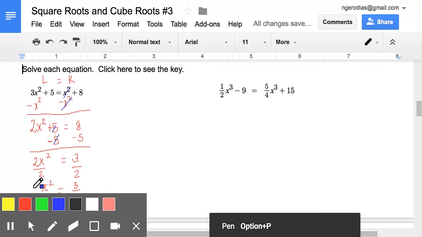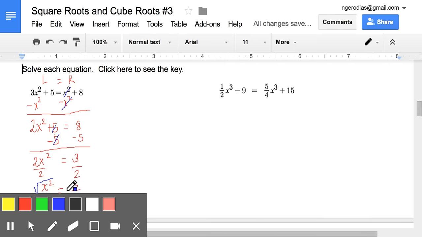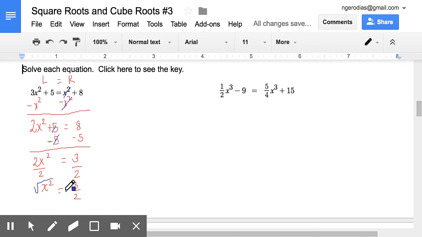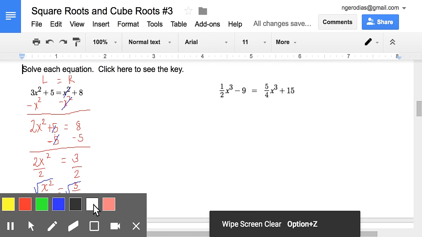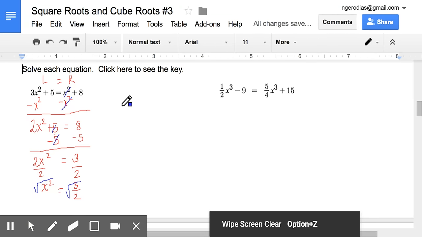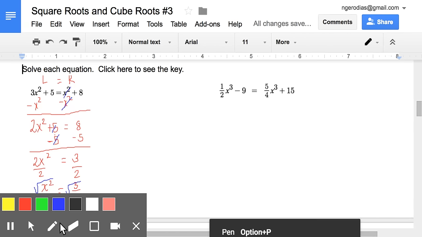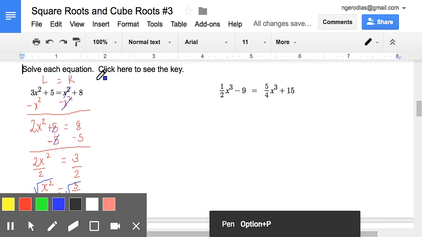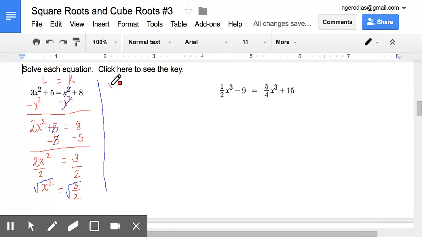And then we get the square root. So we'll have square root of x squared over square root of 3 over 2. Okay, now let's continue over here. So we'll have square root of x squared is x equals plus or minus. Now square root of 3 over 2 can be expressed as square root of 3 over square root of 2.